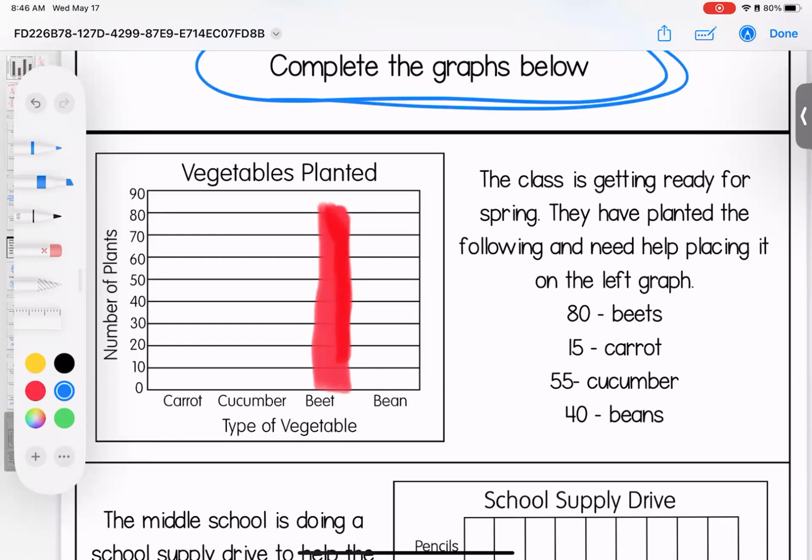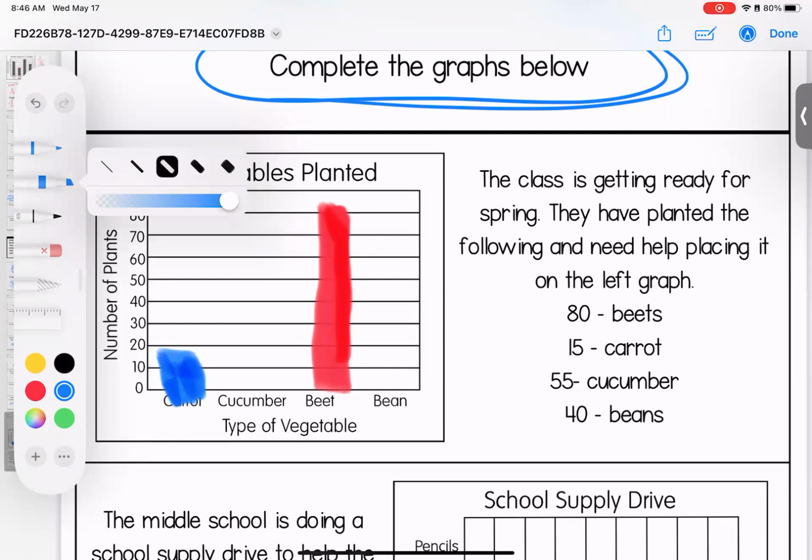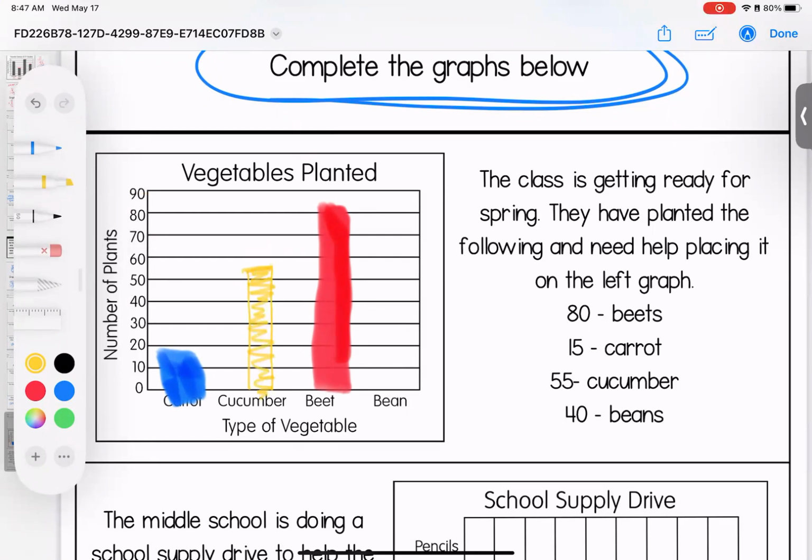Carrots are 15. So I'm going to go in between the middle here. Make my carrots 15. Cucumbers are 55. So coming up between the 50 and 60. Oh, I did make it too big. We're going to back it down so we can see it a little bit better. All right, so between the 50 and 60 is going to be our cucumbers. And then we have 40 beans. So beans going up to the 40 and filling it in.